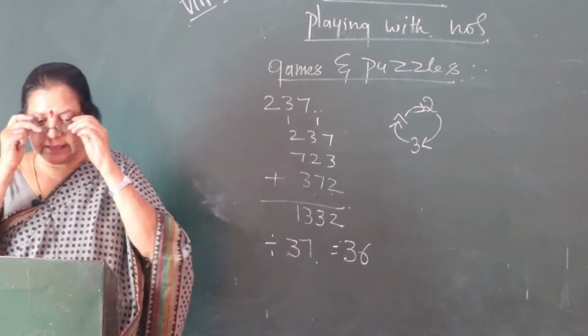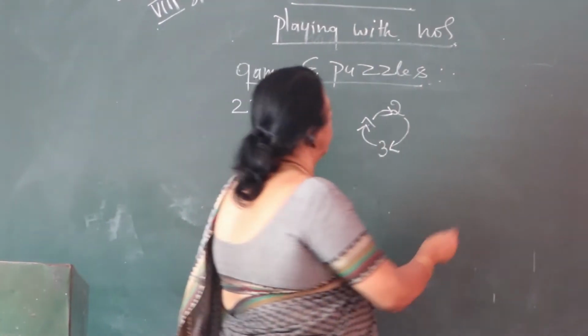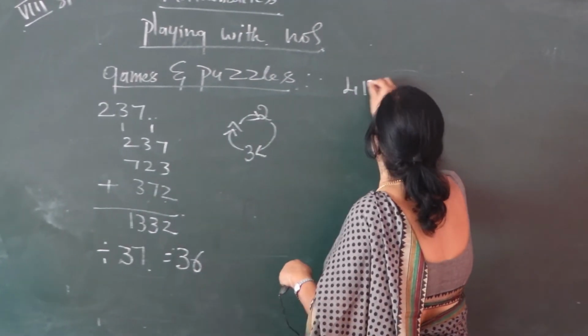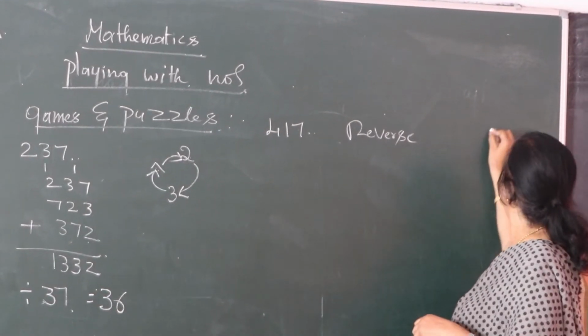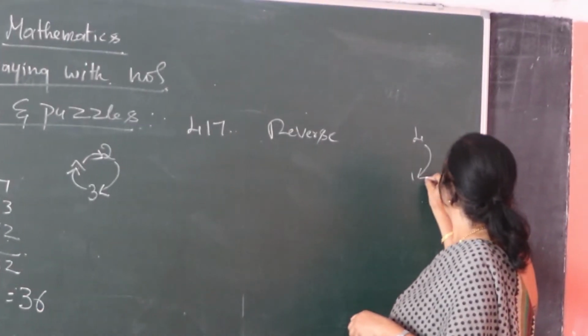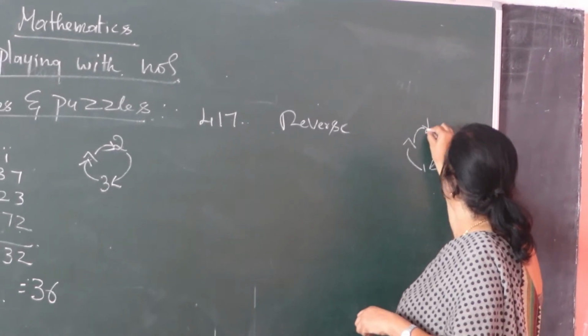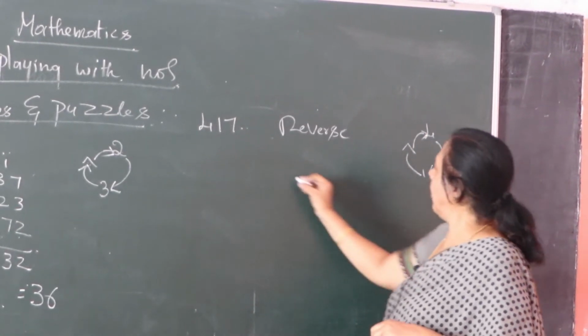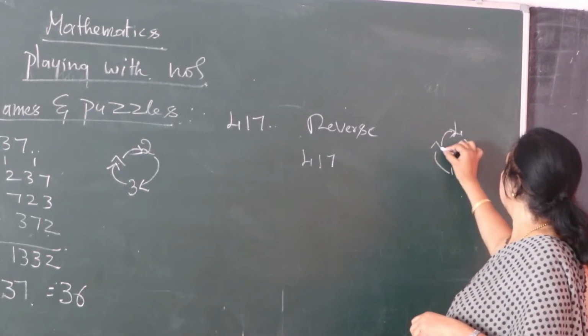Take another number given in your textbook: 4, 1, 7. Reverse it. 4. Continue. 1. Continue. 7. Continue. Once again 4. What is the first number? 4, 1, 7. So 7, 4.